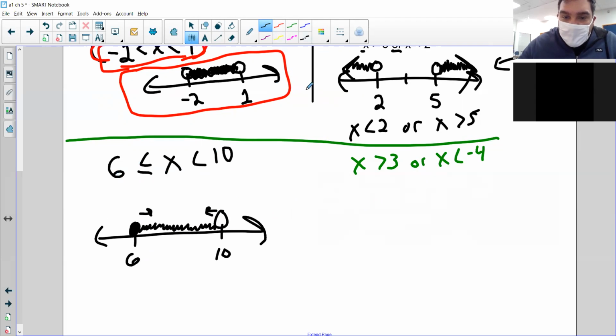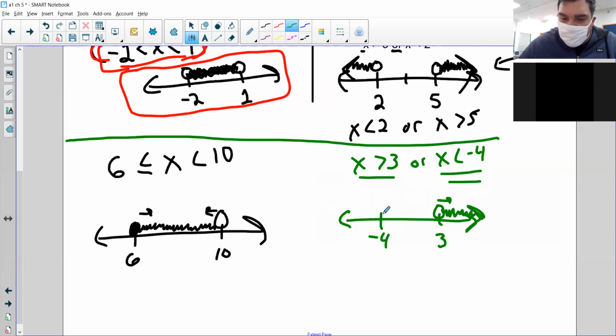Okay, good. This one over here, we have another number line where we have -4 and 3. X is bigger than 3. It's an open circle. It's bigger than 3, so we're going to go to the right. And x is less than 4, so another open circle because it's just less than. And x is smaller than 4, so we go to the left.